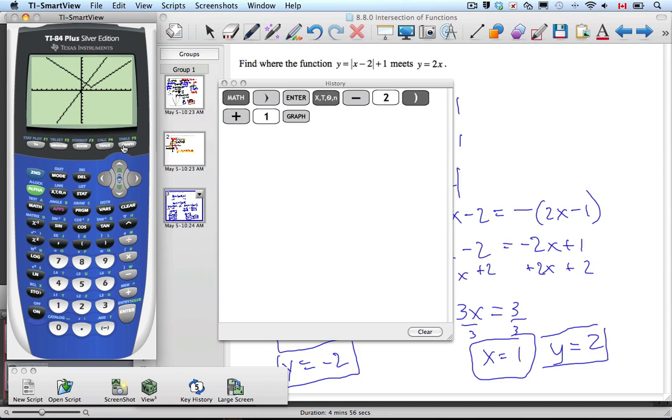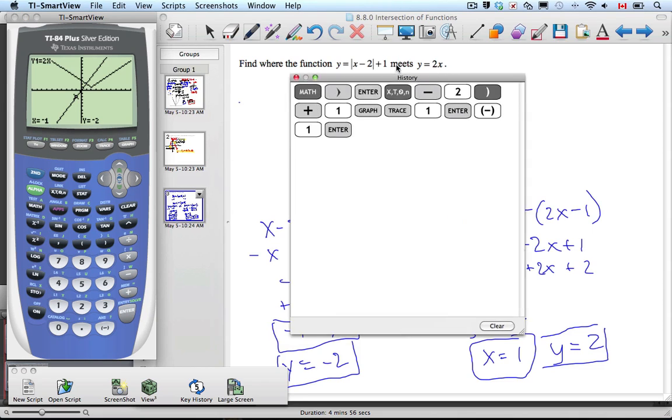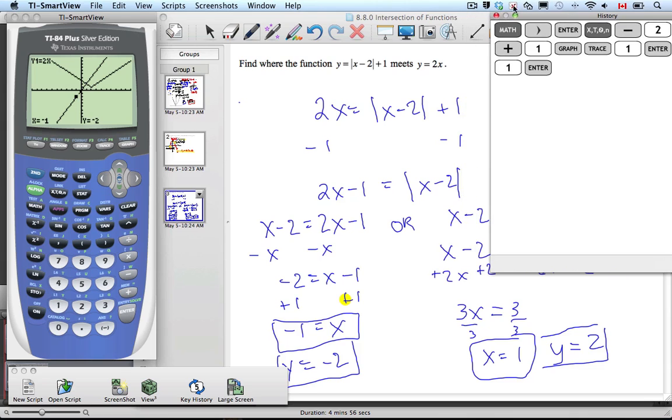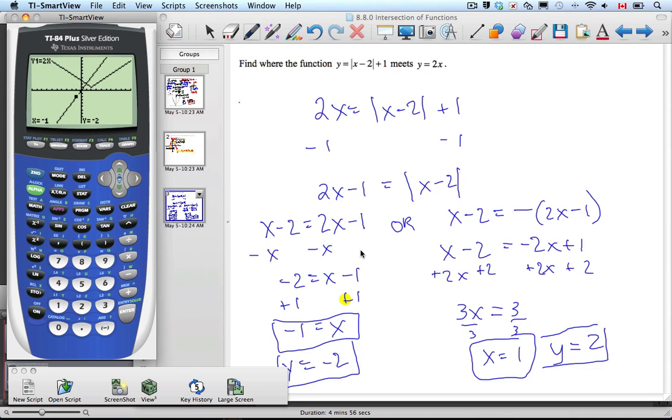It's a really good thing that we graphed it, because what is going on here? If I trace 1, I end up with 2, which is one of my answers. But if I plug in negative 1, I get negative 2 down here. So what happened? When we deal with absolute values, we have to check our solutions, because we may introduce new solutions that aren't really there.